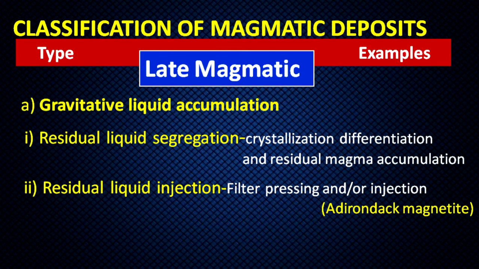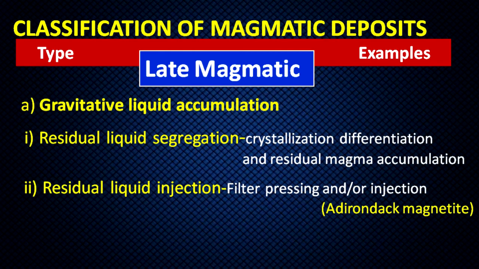In the case of the second category, residual liquid injection, whatever liquid is left out after the formation of residual liquid segregates remains in the system. This liquid is under pressure and it gets injected, and the injection is also accompanied by the process of filter pressing.